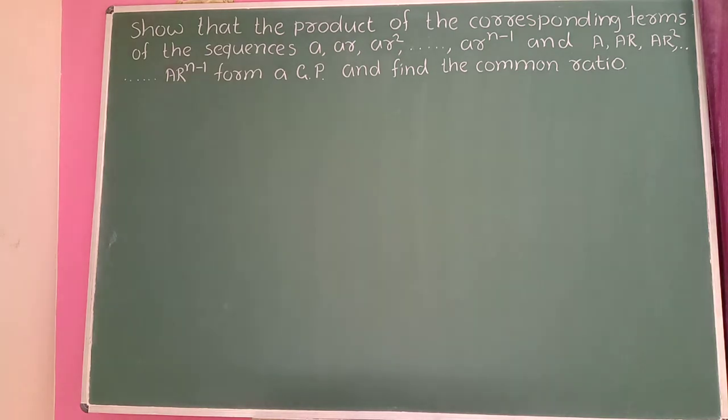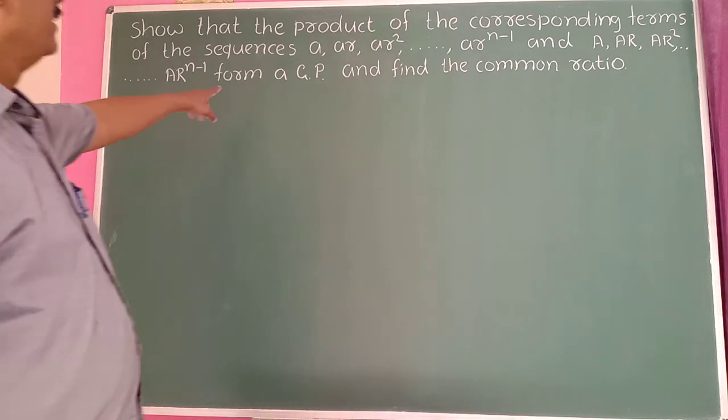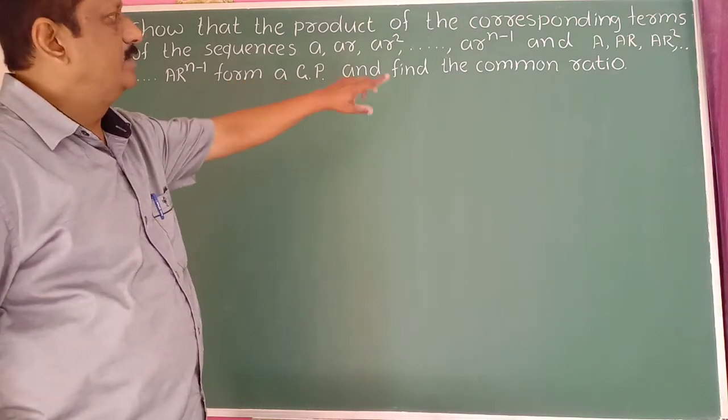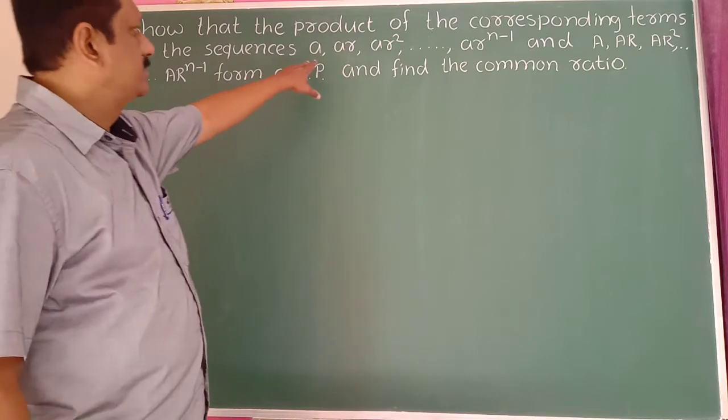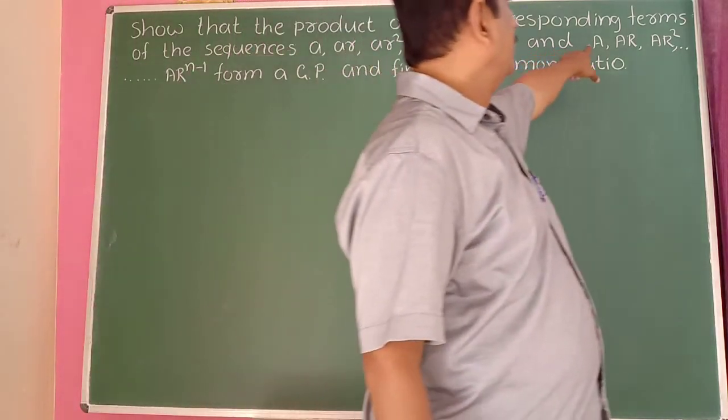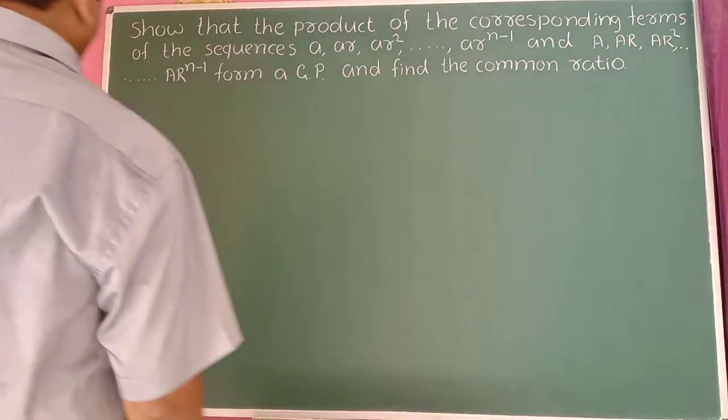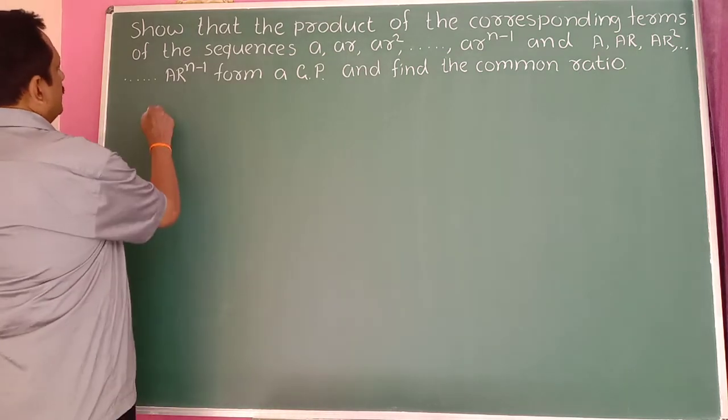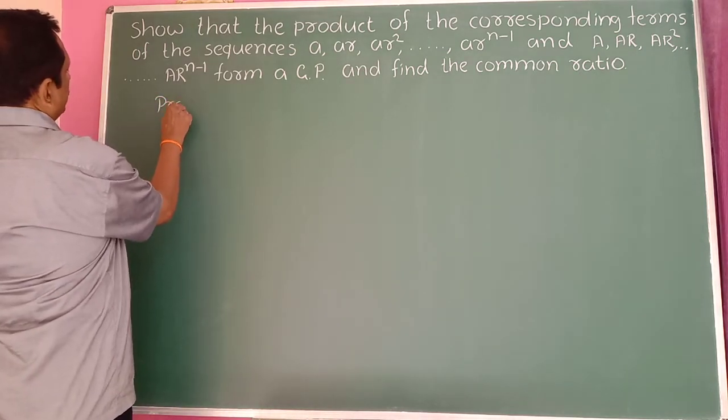Show that the product of the corresponding terms of the sequences A, AR, AR square and so on, AR to the n minus 1, and A, AR, AR square and so on, AR to the n minus 1 form a GP and find the common ratios. So there are two sequences. This is one sequence and this is the other sequence here. Therefore, so product of corresponding terms of two sequences.